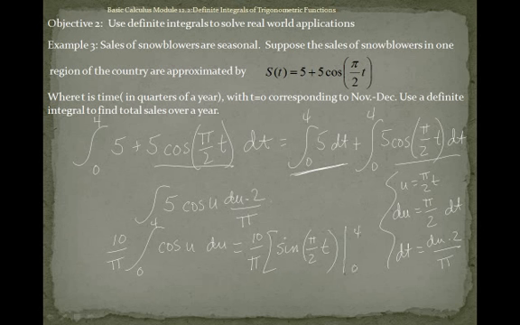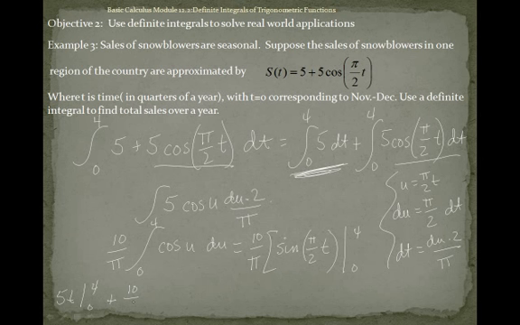Now, if we integrated the first part, let's go ahead and put this up here. So we're going to end up with 5t from 0 to 4, because the integral of 5 would be 5t, and we're going to integrate that from 0 to 4. Okay? Plus, let's go ahead and start plugging our numbers in here.